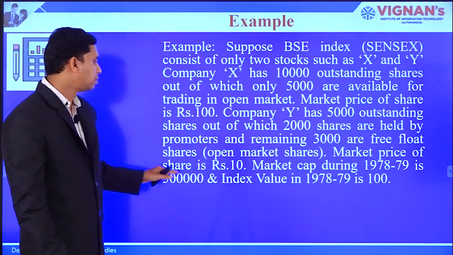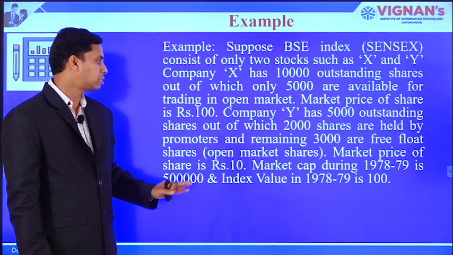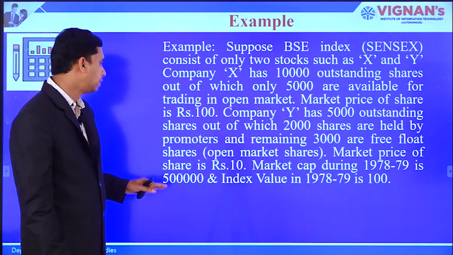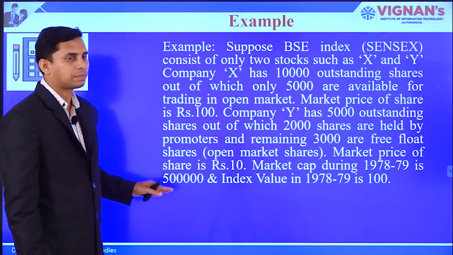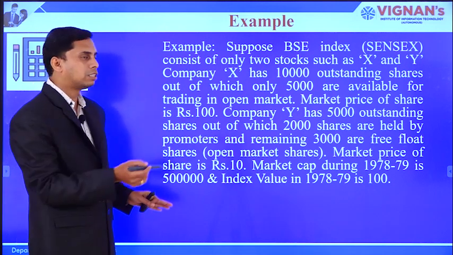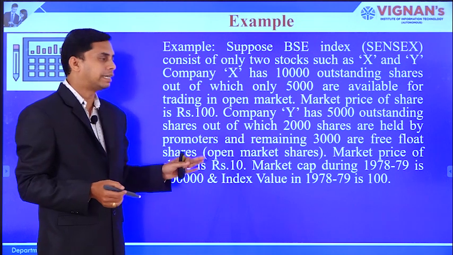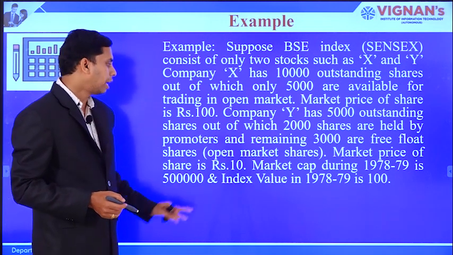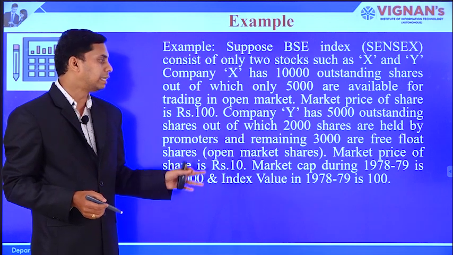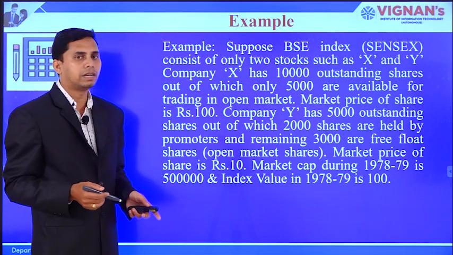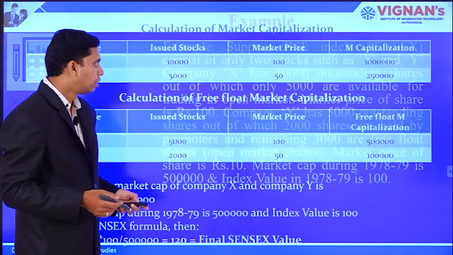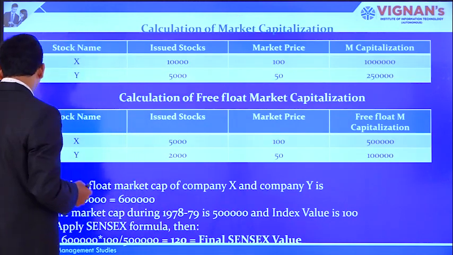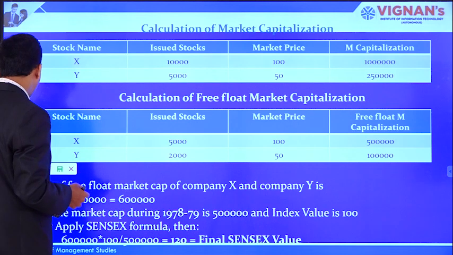The market price of the share is given as 10 rupees, and the market capitalization during 1978 and 79 is 5 lakhs. So, the market capitalization is already given in the problem, that is 1978 and 79, which is 5 lakhs. And the index value in 1978 and 79 is a standard value, that is 100. Now, how to calculate the Sensex value, we can observe here.